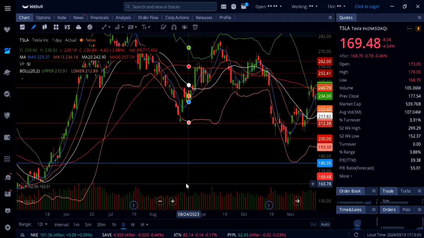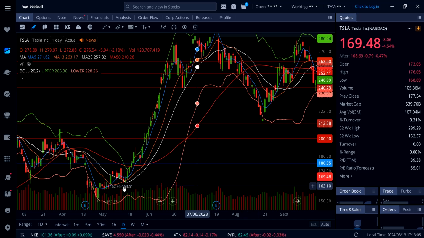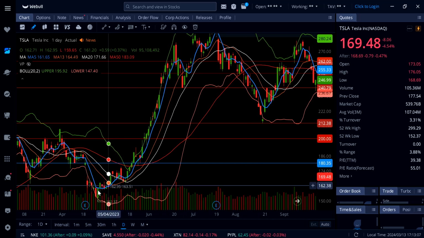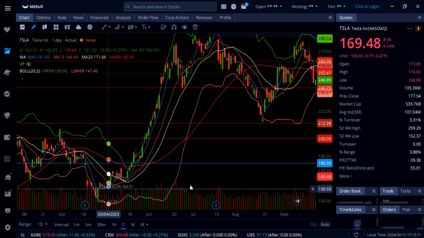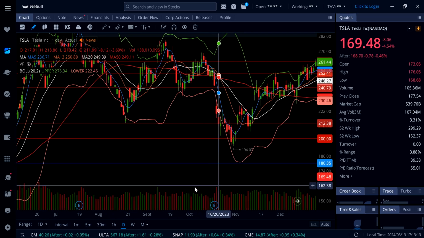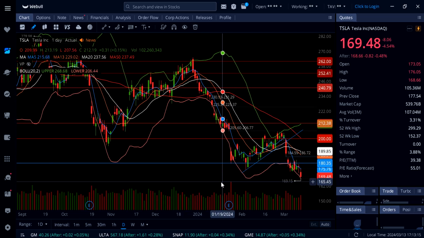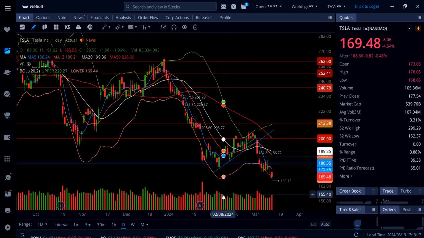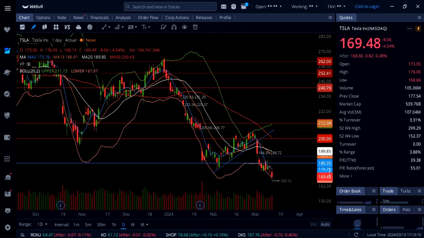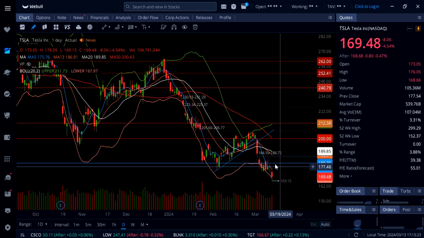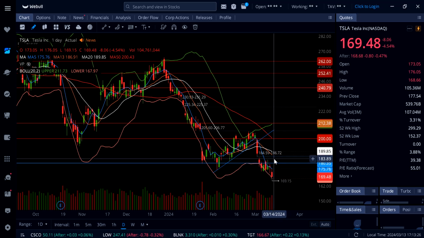So going into tomorrow's session, there is no support until 162.95, and that's going to be a strong one to watch right down here, Tesla. And to the upside, it needs to get above 175 to 176, and once we get that, then watch out for a move up to 180, and then above 180 we can talk about filling this gap at 186.72.